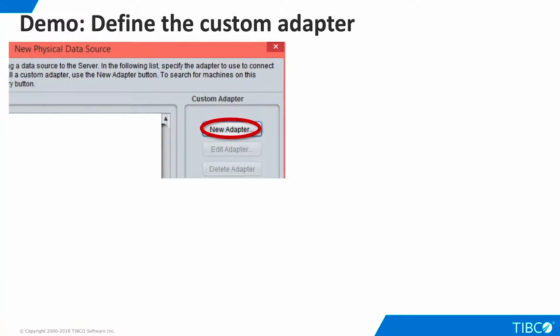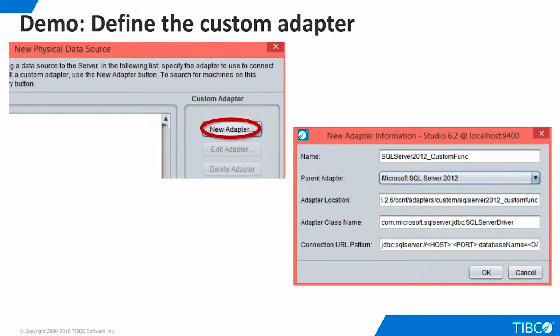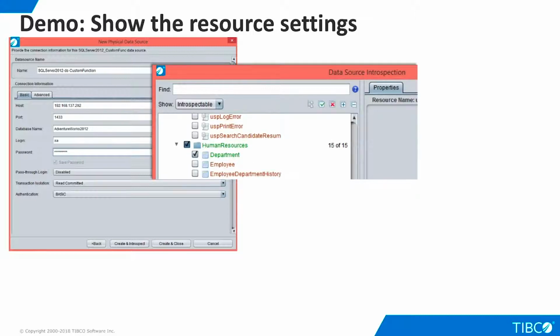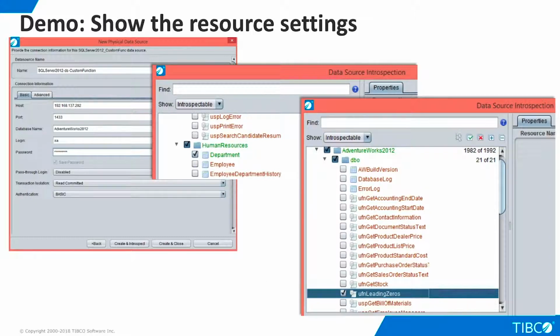We create a custom adapter just as we did in the basic custom adapter Demoette. We select New Adapter and fill out the required information. Now we create a new data source using the custom adapter. We introspect the department table from the Human Resources schema. We also introspect the leadingZeros custom function from the DBO schema. We won't be able to use it directly in TDV, but introspecting it will allow us to understand and document its signature.